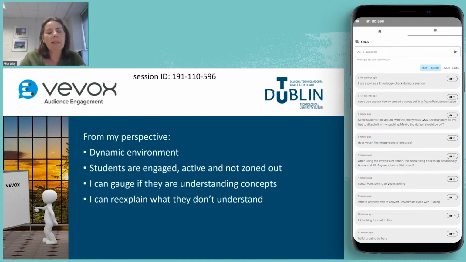But really, really important for me, I suddenly had the ability to gauge if they were actually understanding what I was presenting as I was presenting it. Not waiting for the exam, but as I was presenting it, I could see where they were getting lost. And if you stagger the polls throughout the session, you can see the parts of the content that they're starting to lose. And when they're starting to lose the content, it provides me with the opportunity to re-explain what they don't understand.